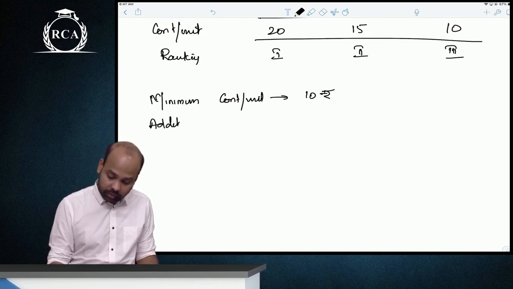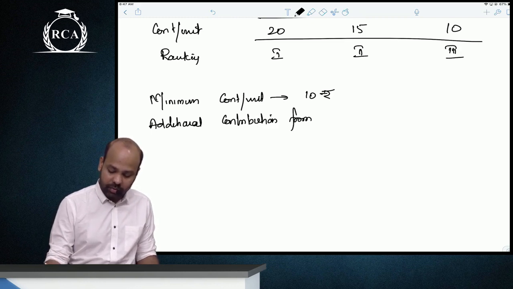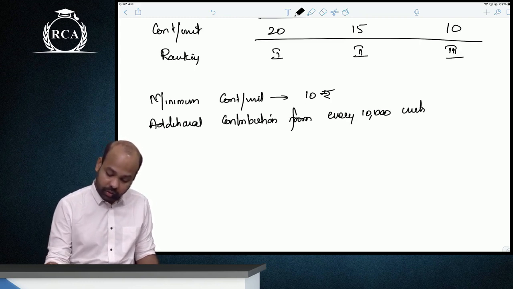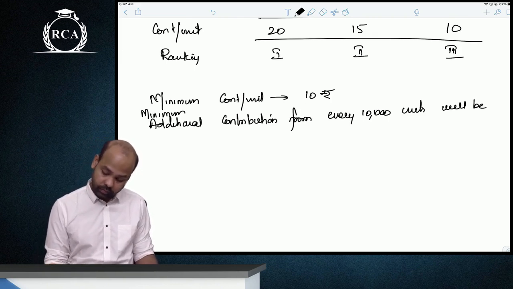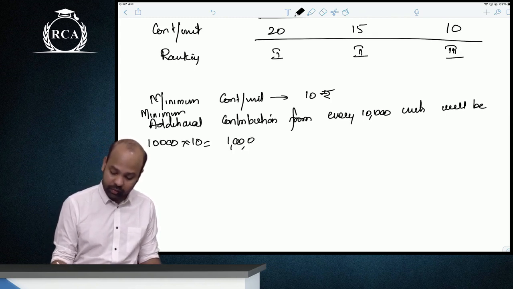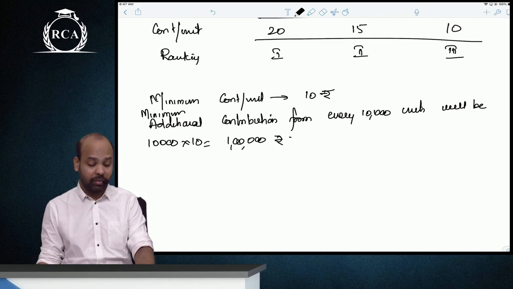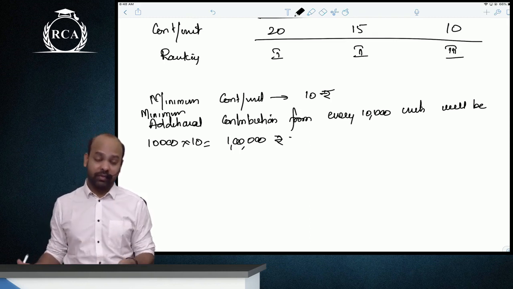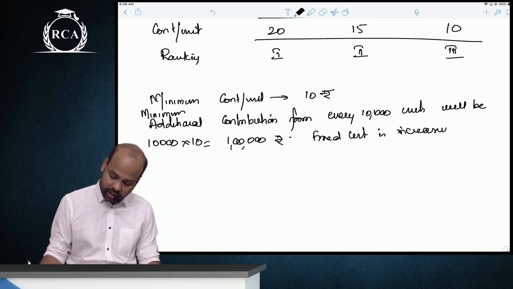So the minimum additional contribution from every 10,000 units will be 10,000 into 10, which is 1 lakh rupees. Yes or no? And what is the amount of fixed cost? Here the fixed cost is increasing by 1 lakh, and not by 50,000 rupees, unlike the previous question. Fixed cost is increasing by 1 lakh.